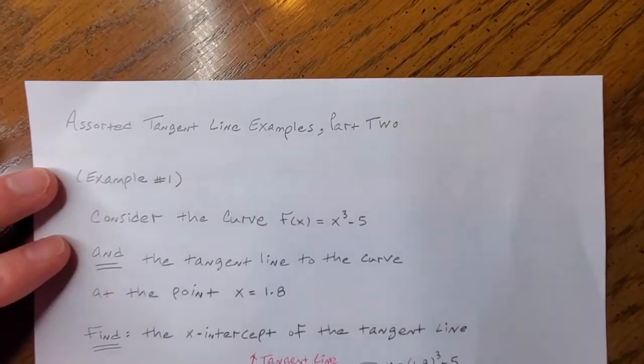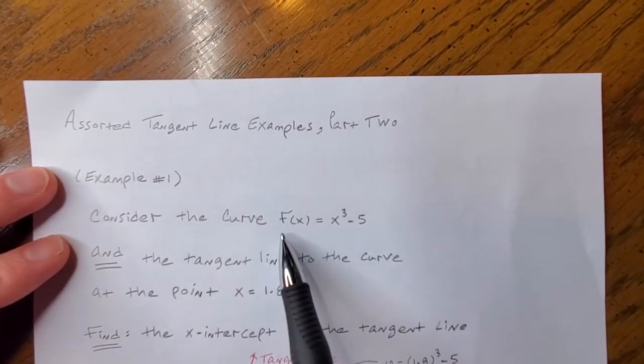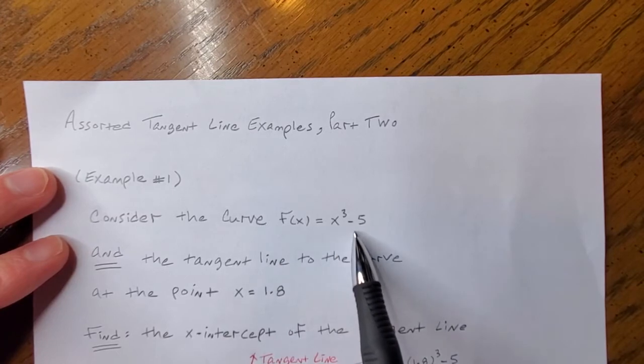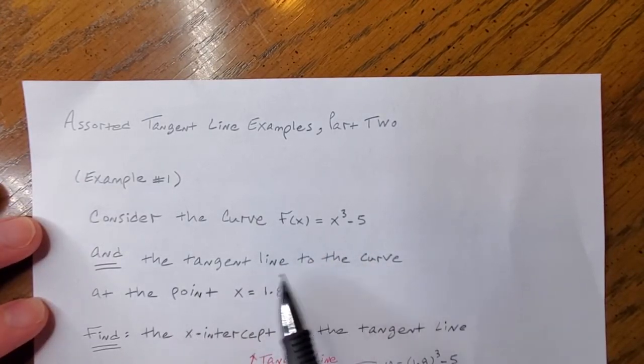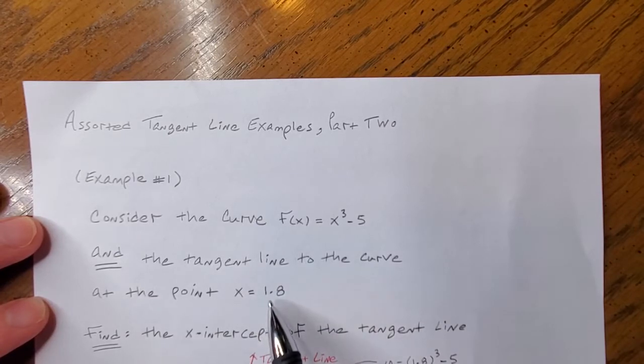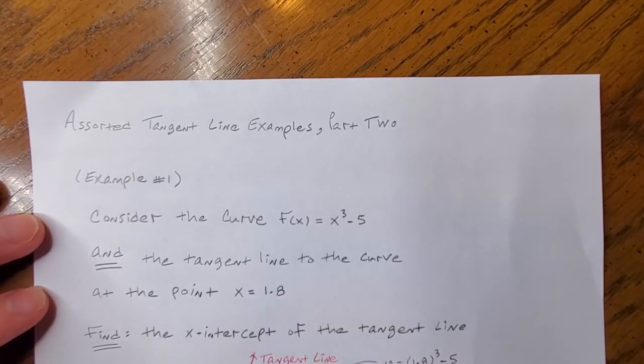So first example I want to show you, say you have a curve, f of x is x to the third power minus 5, okay? And the tangent line to the curve at the point where x is 1.8. So say you have those two things, okay? The curve and the tangent line at a particular spot. Can you find the x-intercept of that tangent line?